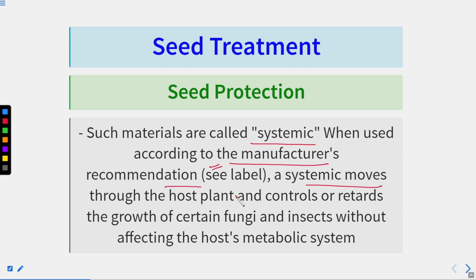A systemic moves through the host plant and can arrest the growth of certain fungi and insects without affecting the host metabolic system. So it is not affecting the host metabolic system, but it is still getting established in the crop plants, right? So manufacturers give you some recommendations on how to use these chemicals. All these recommendations you have to follow properly and carefully, so that the chemicals can show you the best effect.